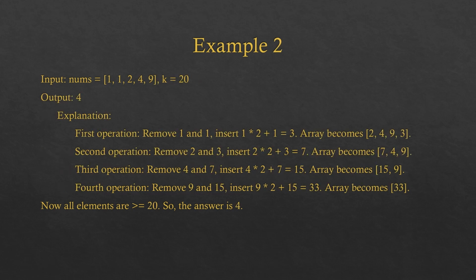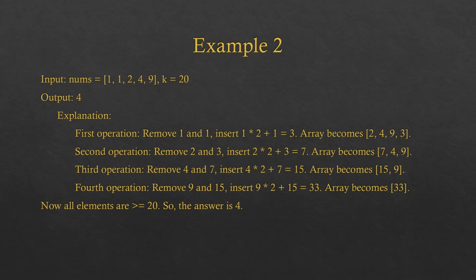Now let's look at example 2, where the array is 1, 1, 2, 4, 9, and k equals 20. In the first operation, we remove 1 and 1, and the new number we insert is 1 times 2 plus 1, which equals 3. The array becomes 2, 4, 9, 3. In the second operation, we remove 2 and 3, and the new number is 2 times 2 plus 3, which equals 7. The array becomes 7, 4, 9.